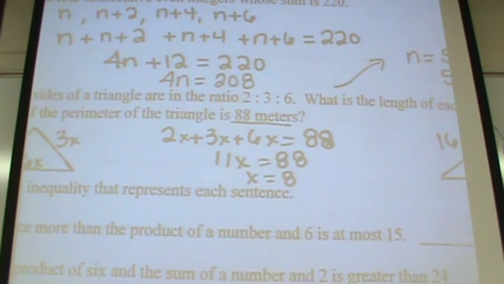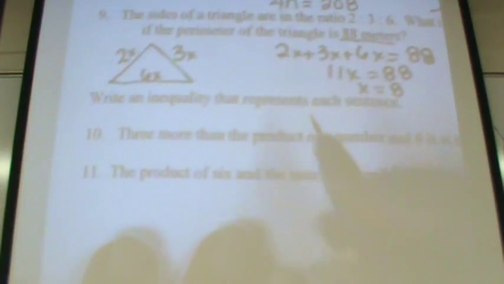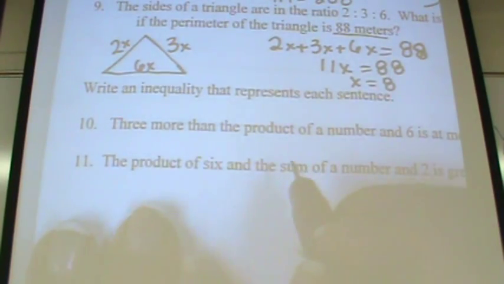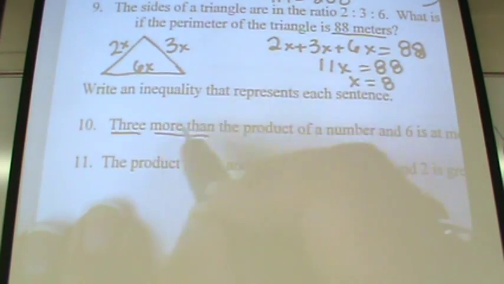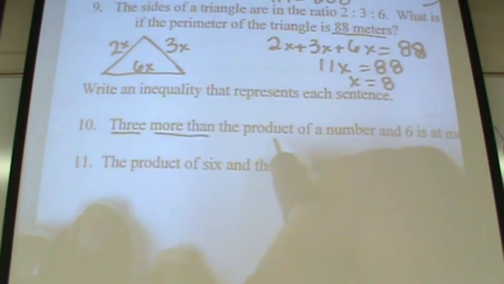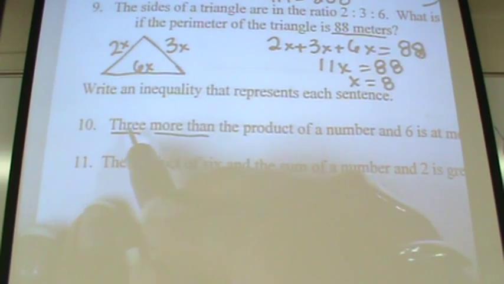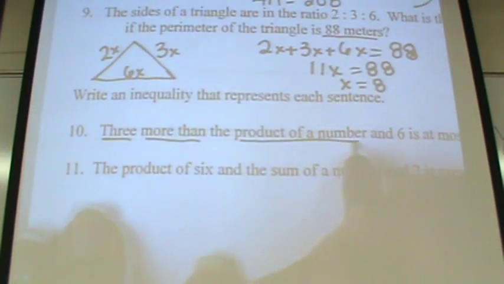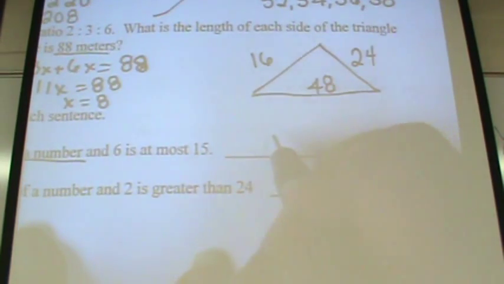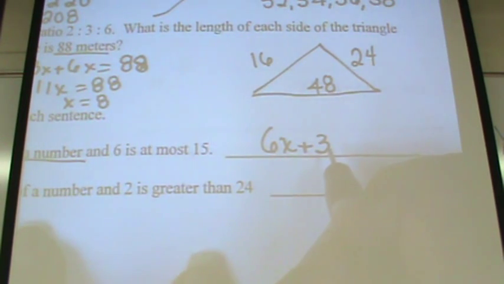The next one says you have to be able to translate an inequality into a problem for you to solve, but they don't ask you to solve it. So it says 3 more than, you're going to switch them around. It says the product of a number and 6. So 3 is more than the product of a number and 6. We don't know what this is. We call that x. So I would write 6x plus 3. It's at most. If it's at the very most, it's less than or equal to 15.